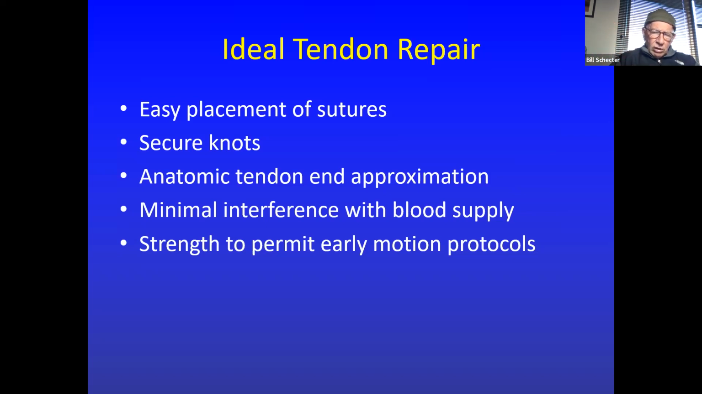And later on in this talk, we'll talk about the modified Kessler suture, which is one of the standard tendon repairs, which gets good approximation. It gets a good purchase on the tendon, but it interferes minimally with the blood supply to the tendon.